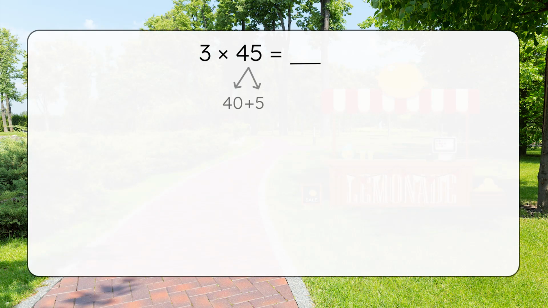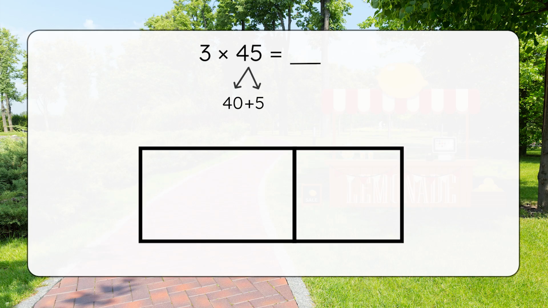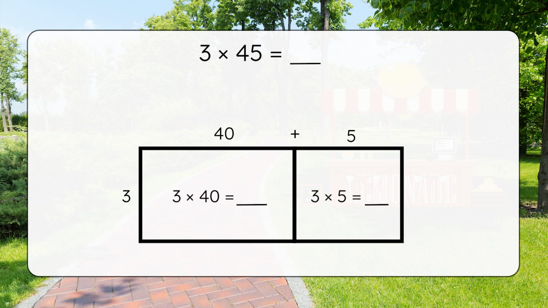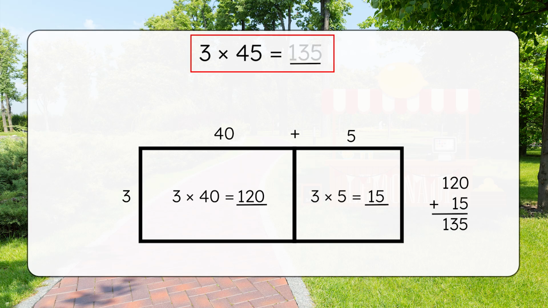45 expands to 40 plus 5, so our rectangle will have 2 sections, one for tens and one for ones. We're still multiplying by 3, so we have 3 times 40 and 3 times 5. 3 times 40 equals 120, and 3 times 5 equals 15. What's the final step? Add them together. 120 plus 15 equals 135, so 3 times 45 equals 135.